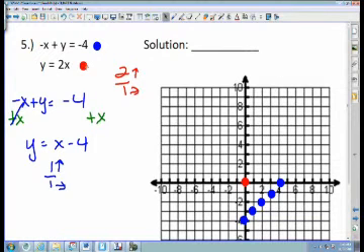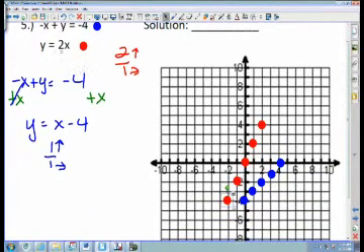Well, let's see. Up 2 to the right 1. Let's go backwards. Let's go down 2 to the left 1. Let's try that way. Down 2 to the left 1.